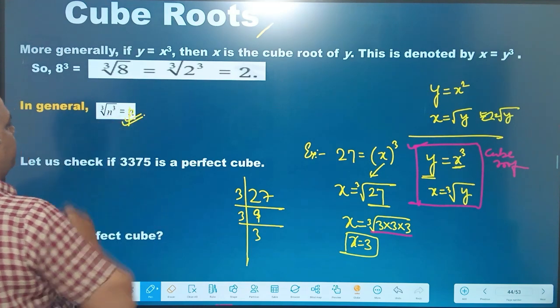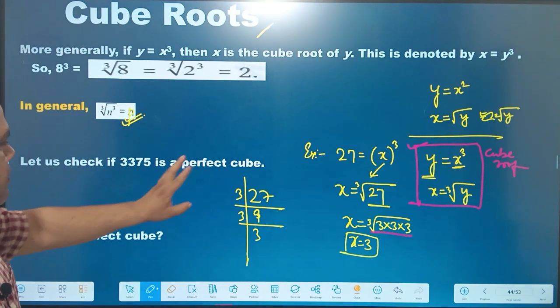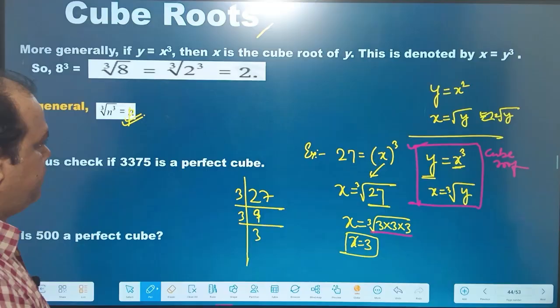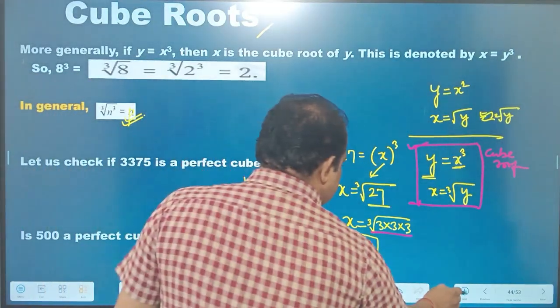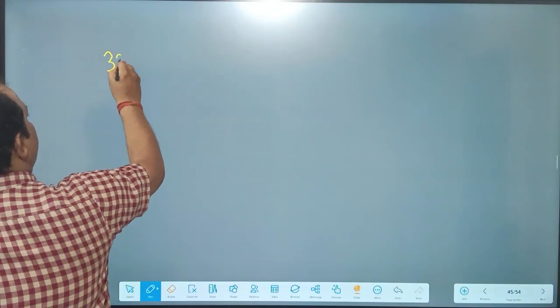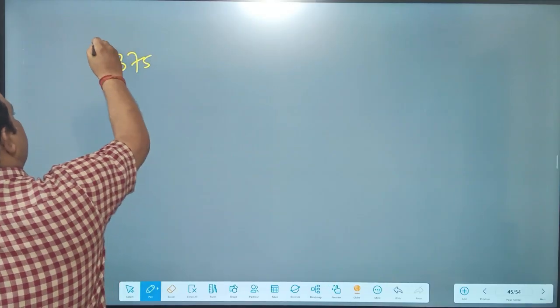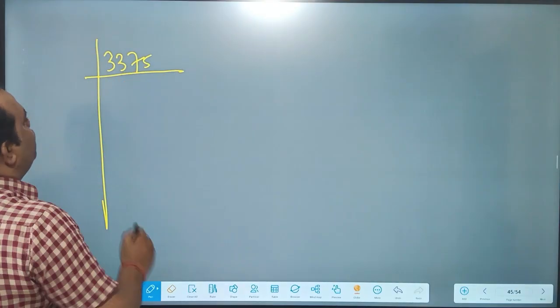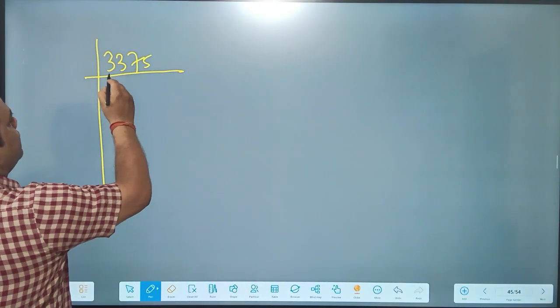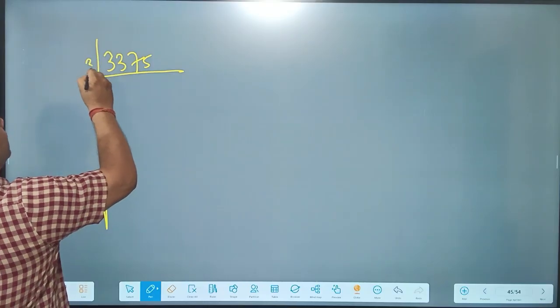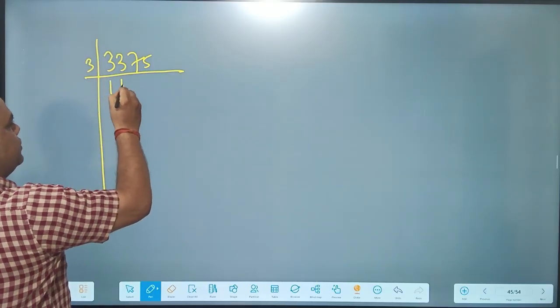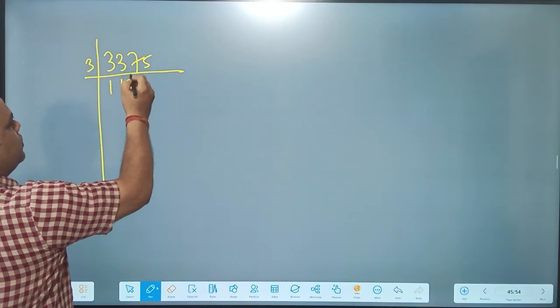Let's make it p. Let us check if 3375 is a perfect cube or not. 3375. Let's find out. Let's do the prime factorization. Will it go by 3? 3 1s are 3, 3 1s are 3, 3 2s are 6, balance 1, 3 5s are 15.